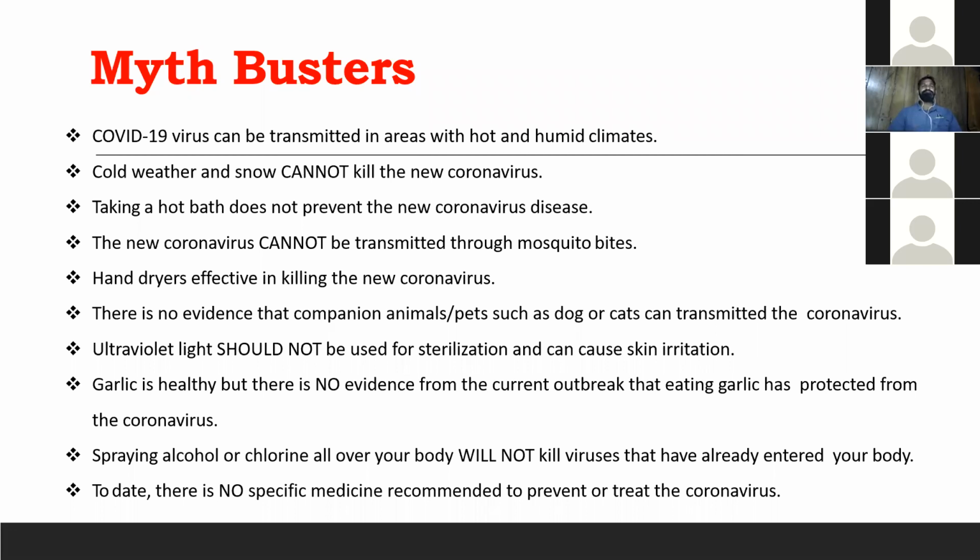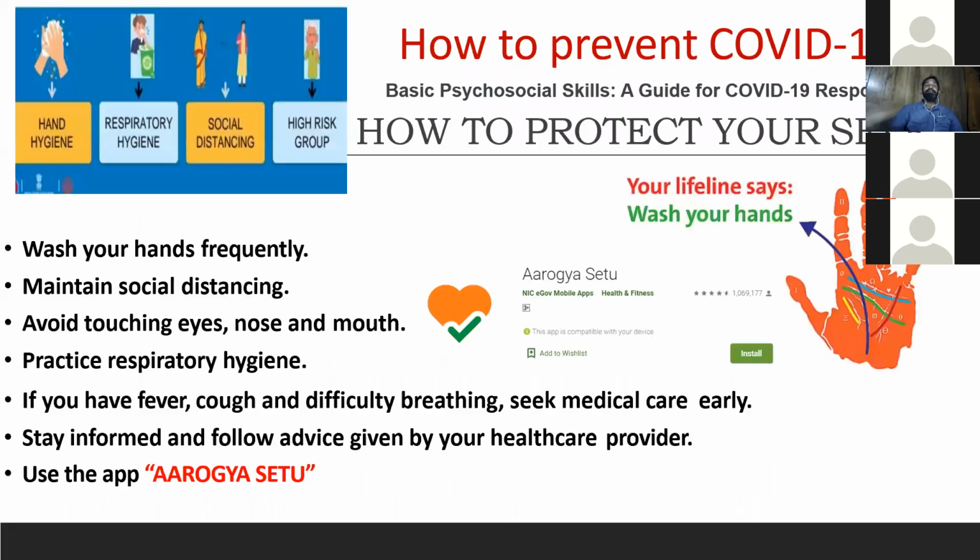So there are a lot of myth busters, like: it cannot be transmitted through mosquitoes, and hand dryers or even hot blowers will not prevent the disease, and ultraviolet light should not be used for sterilization as it can cause skin irritation. Garlic is healthy, but there is no evidence from the current outbreak that eating garlic has protected from the coronavirus. Spraying alcohol or chlorine all over your body will not kill viruses that have already entered your body. So there are a lot of myth busters which are also available online.